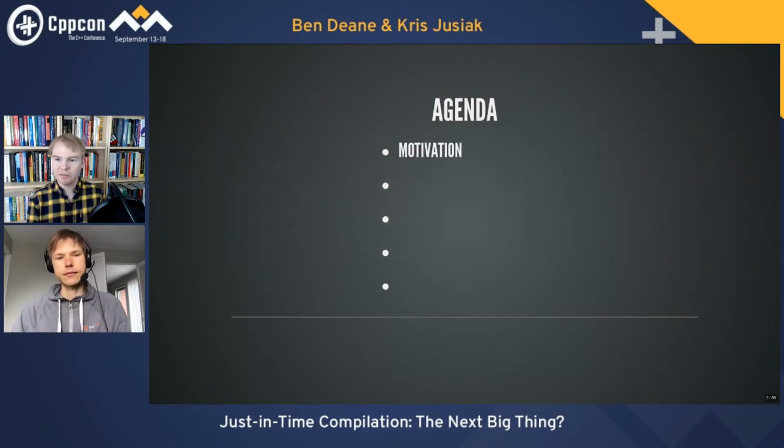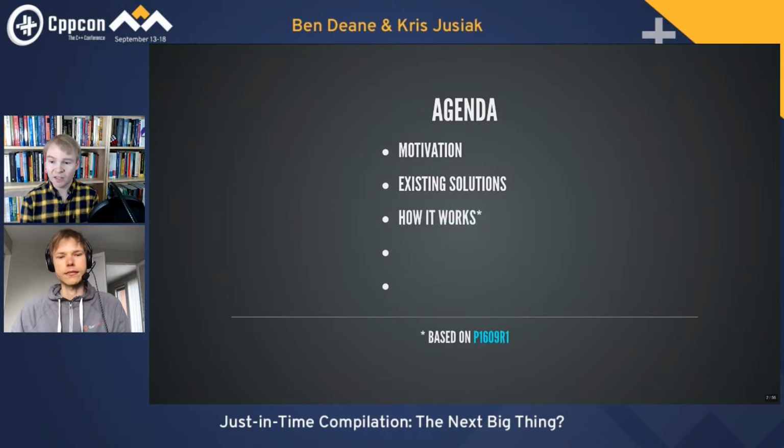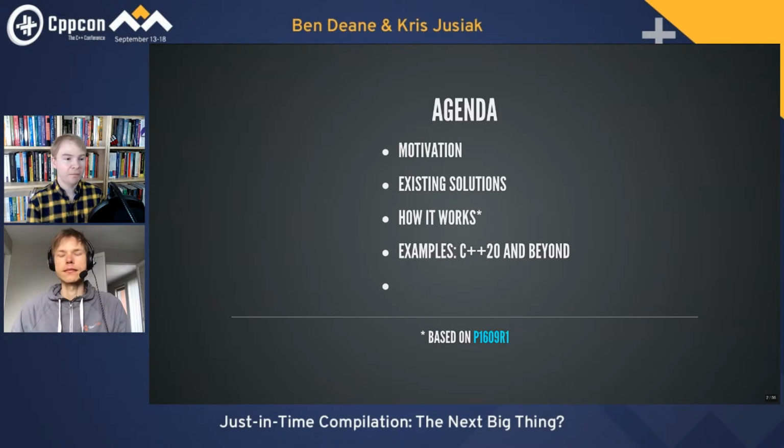So we are going to cover some motivation for JITting. We're going to look at some existing solutions in C++ and other languages. Then we're going to take a deep dive into how it works based on this paper, P1609. Then we're going to riff on some examples, show some examples of things that work today based on this work and things that might work beyond C++20. And then we'll summarize and take a glimpse into the future as we think it might turn out.